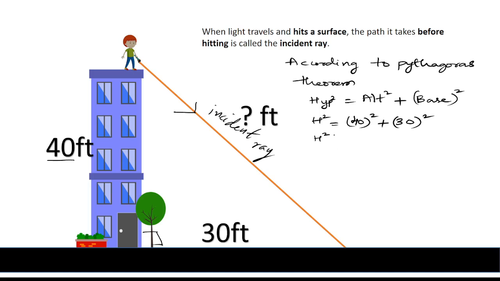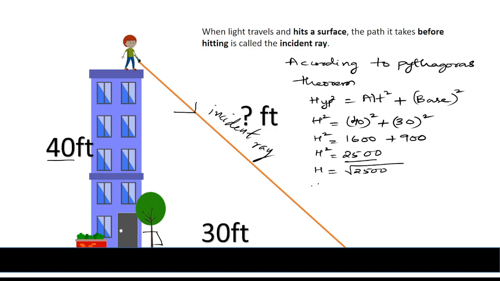So h square is equal to 40 square, which is 4 square is 16, and the single zero will become double. So 00 plus 3 square is 9, and the single zero becomes double. Now if we add this, we will get 16 plus 9 is 25, and the two zeros as it is. So now we need to find out the square root of this 2500. h is equal to square root of 2500.